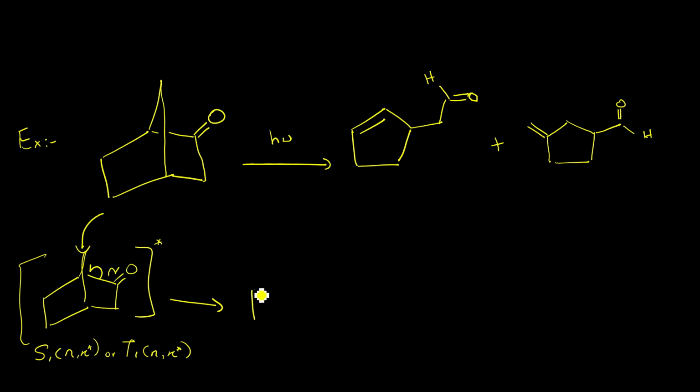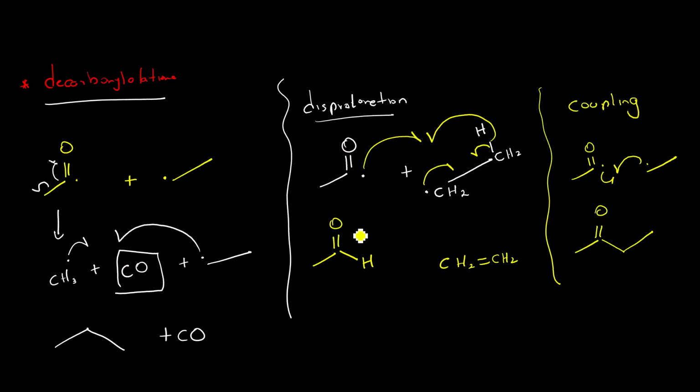We have this one, and there's a radical here, and we have oxygen over here, right? And here we have a radical. Now what can we expect out of this product, right? So there are three possibilities. Either decarboxylation can happen, or that hydrogen can be replaced, or a coupling can happen, right?